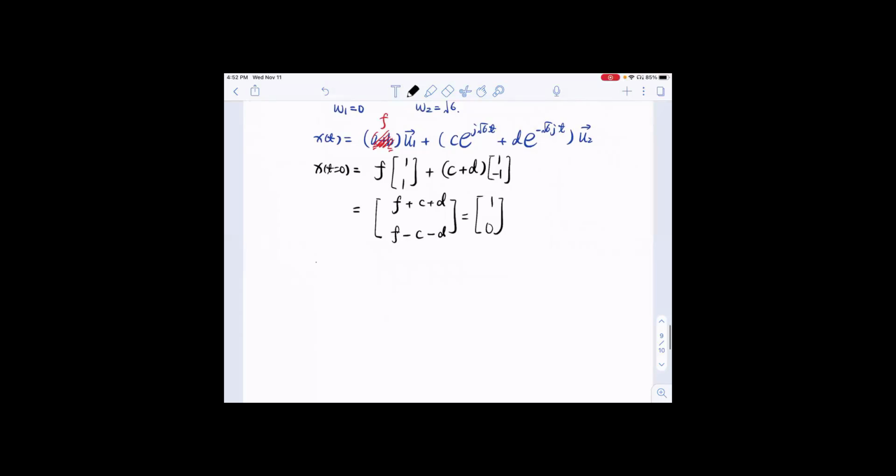Similarly, you calculate your velocity. Because your F U1, as I said, F is a constant, it has nothing to do with time, so it's gone after the first time derivative. So you only have the second part. Your second part is square root of 6 j times (C e^(j√6 t) minus D e^(-j√6 t)) u2.